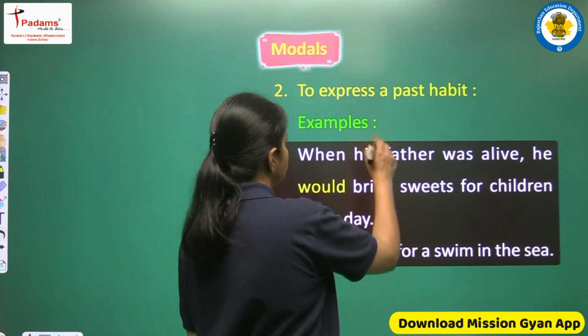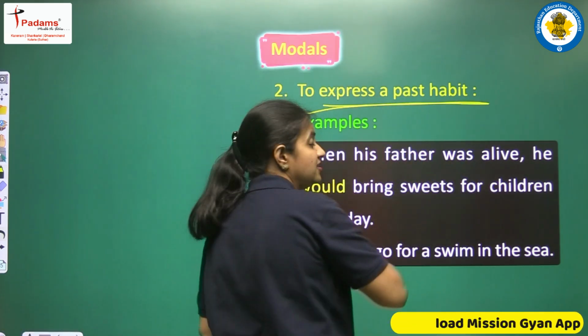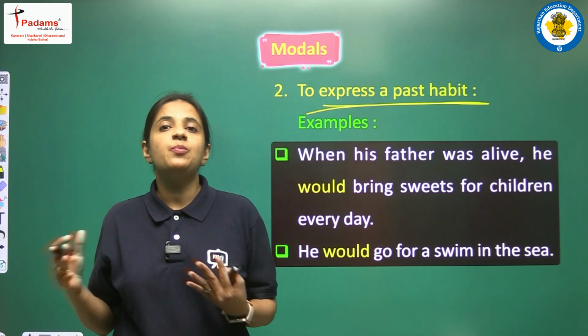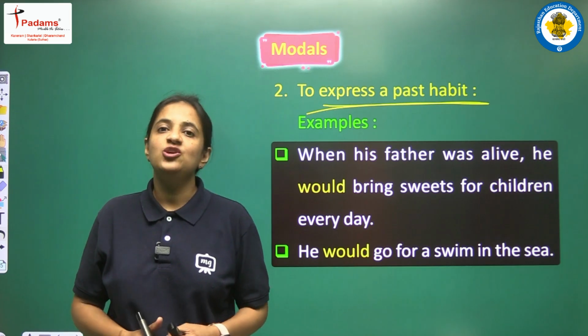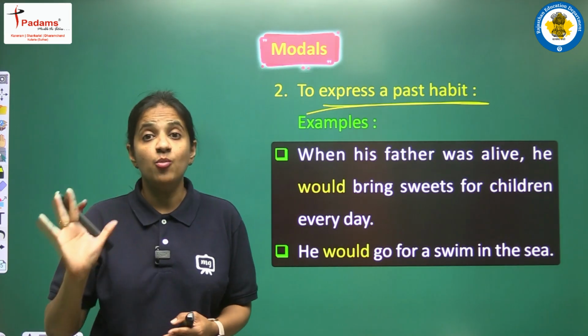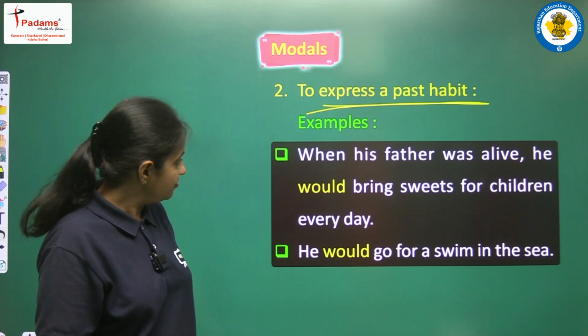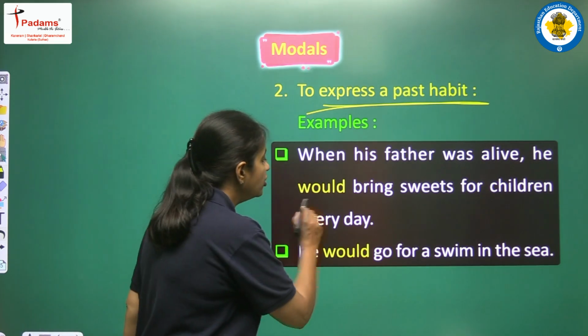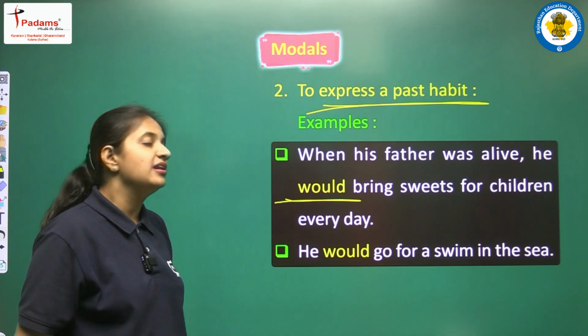Next, another use of would. Would is used to express a past habit. Whenever we are trying to show someone's past habit, then also we can use would in a sentence as a modal. Let's see the examples. The first one is, when his father was alive, he would bring sweets for children every day.